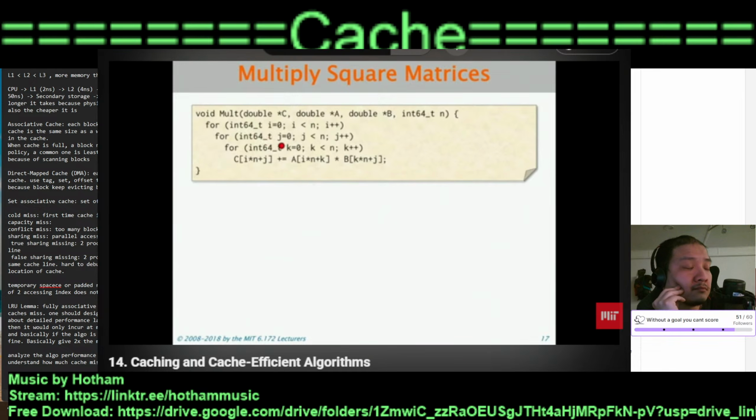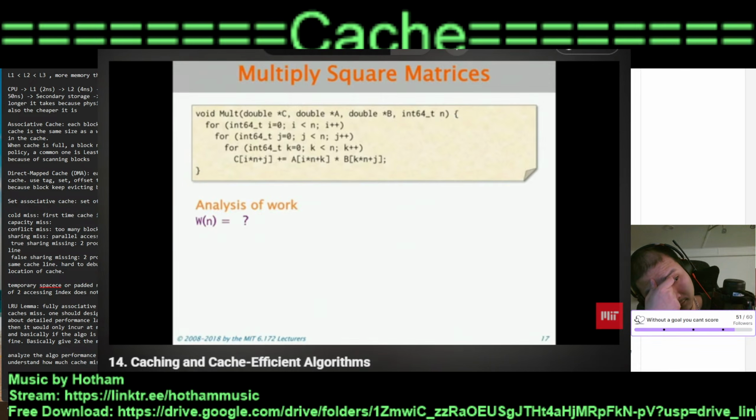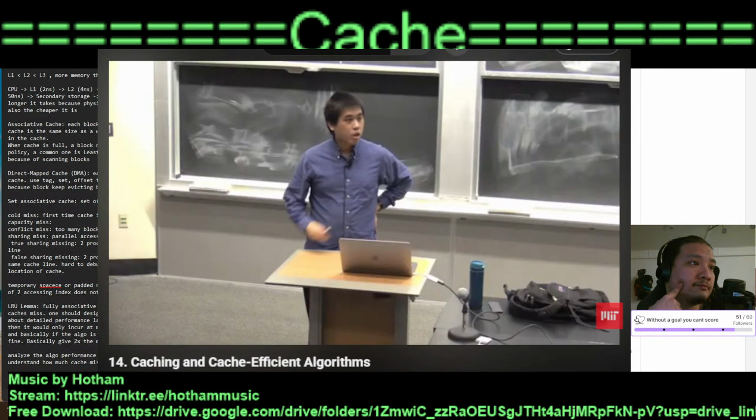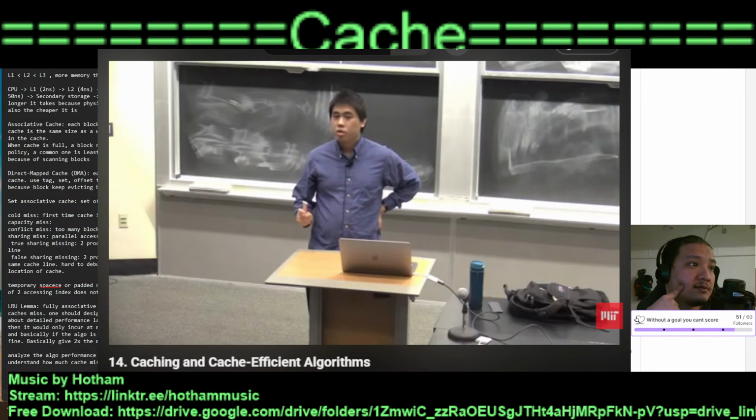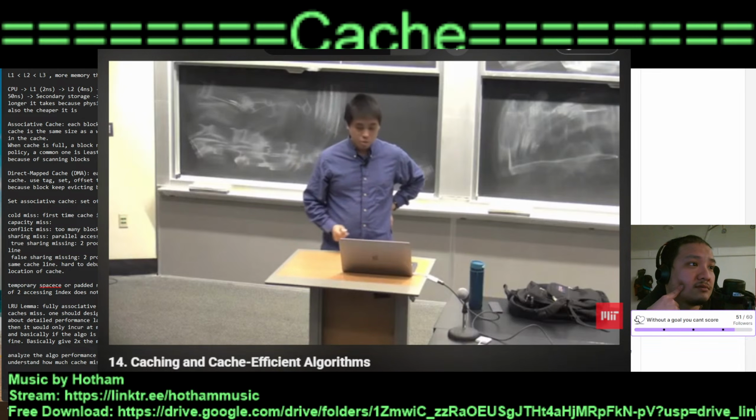We're going to loop through i from 0 to n minus 1, j from 0 to n minus 1, and k from 0 to n minus 1. And then we're going to let C of i*n + j be incremented by A of i*n + k times B of k*n + j. So this is just the standard code for matrix multiply. So what's the work of this algorithm? It should be review for all of you. N cubed, yeah.